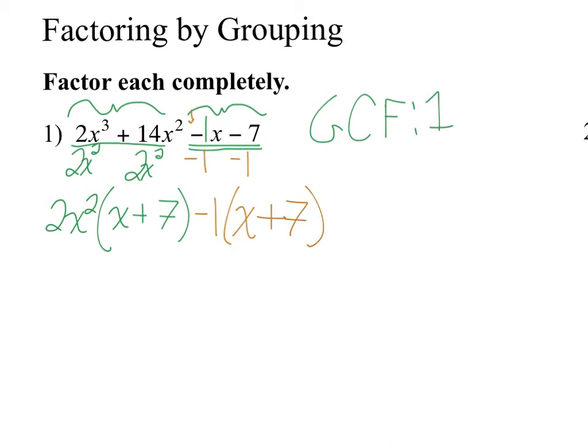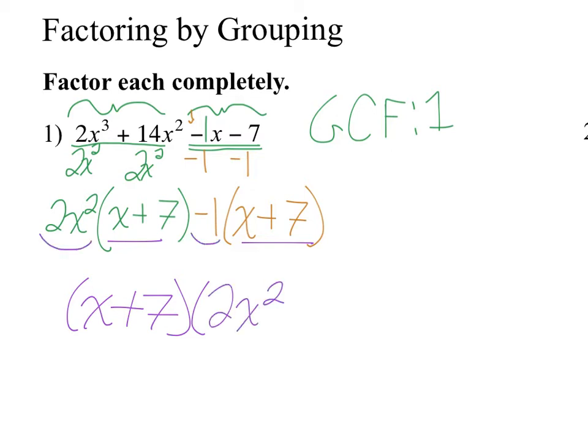And this is my favorite part of grouping: right here you already know that you have done this correctly, because whatever's inside of these parentheses should always be exactly the same. And you can use that to help yourself figure out what the GCF would have to be. So my answer is x plus 7, because these two are the same. And my second factor is what's left over: 2x squared and that minus 1. That is how you factor these.